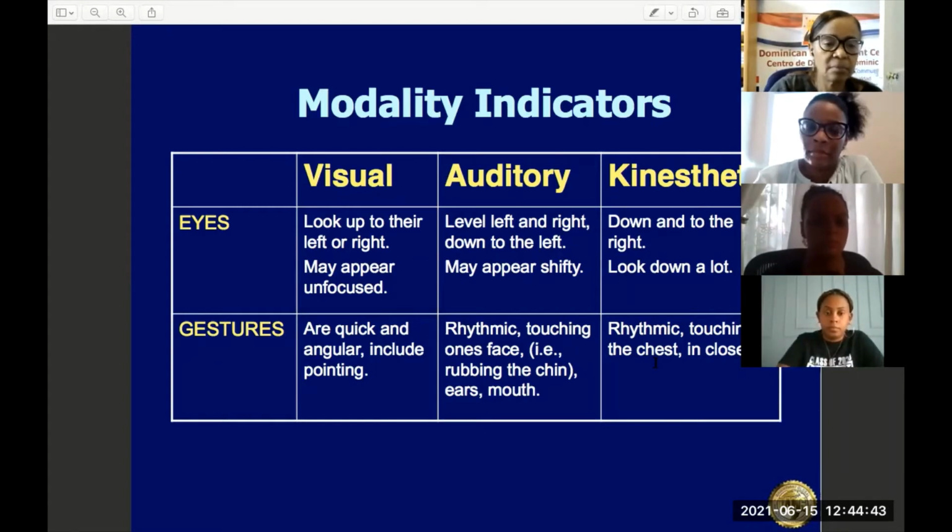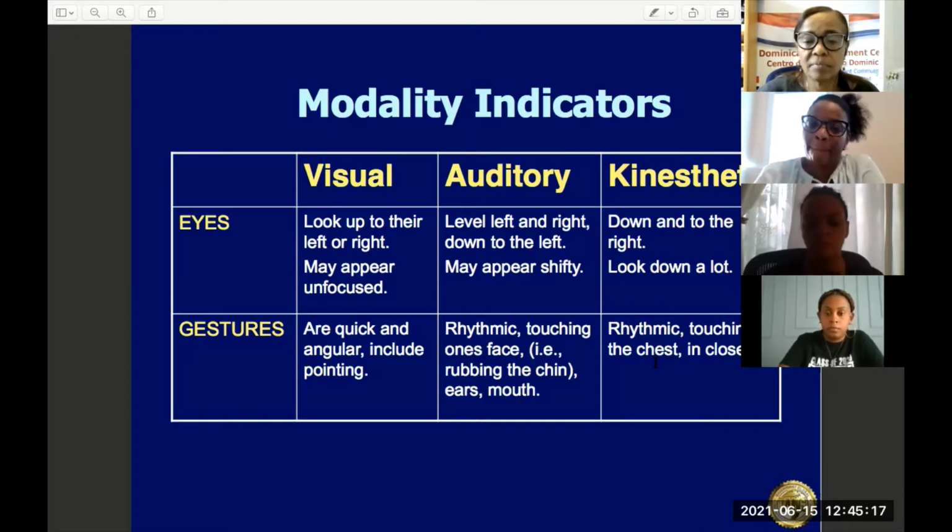So, for example, a person who's a visual learner looks up to their left or right a lot. It may appear unfocused. I'm primarily a visual learner, so sometimes when I'm talking to people, it's like I'm almost going into my mind to find the visual of what I'm going to say. And you see the gestures: quick, angular, and including pointing. You have all seen me do that through this presentation.